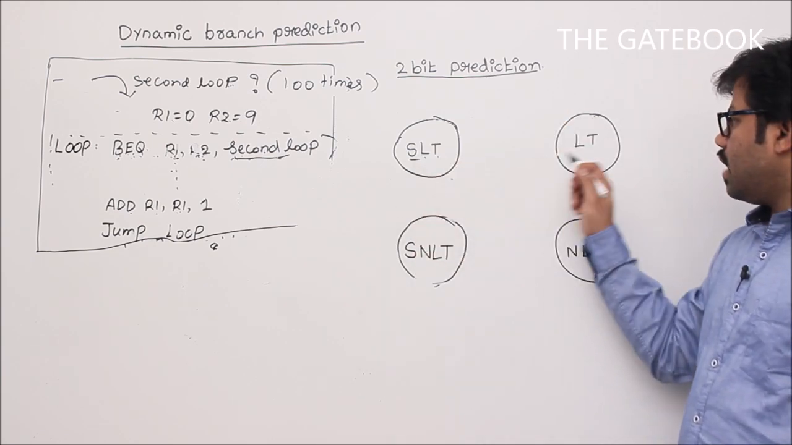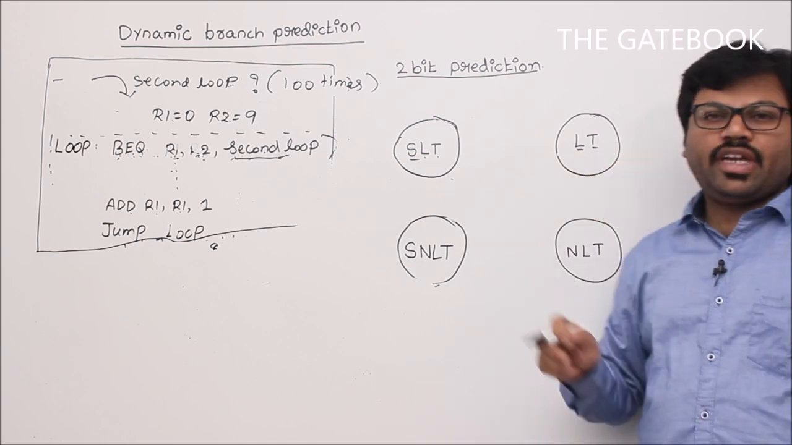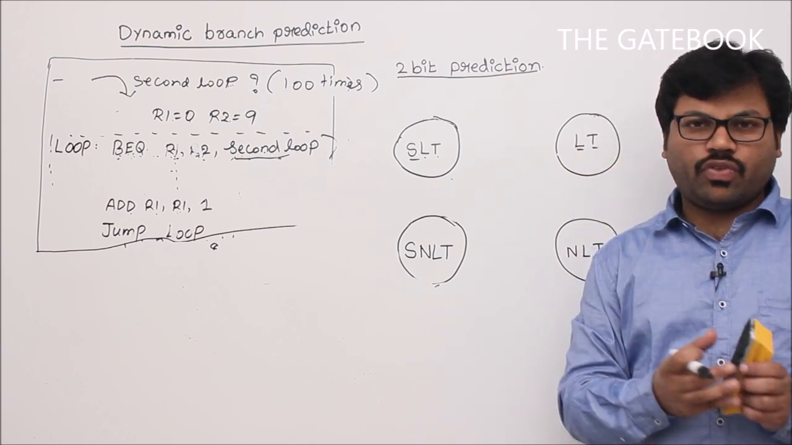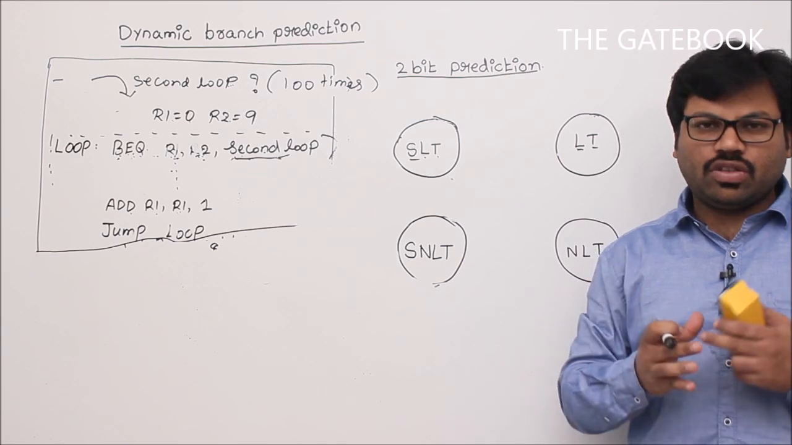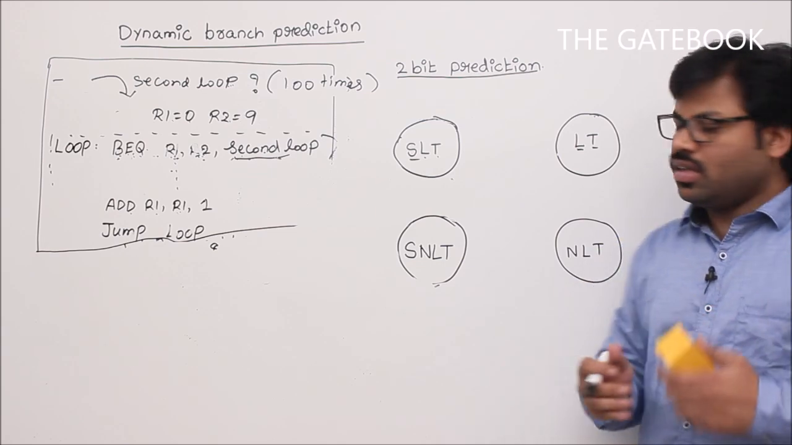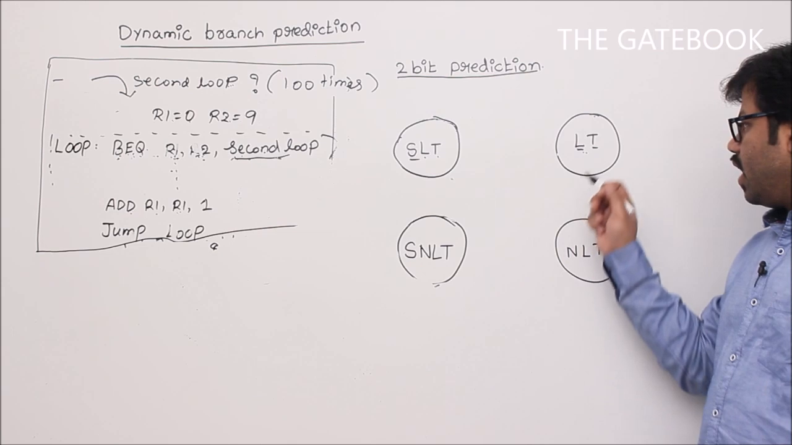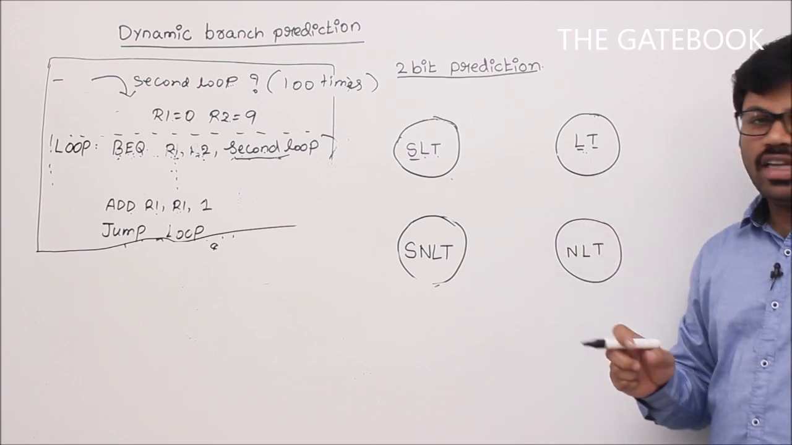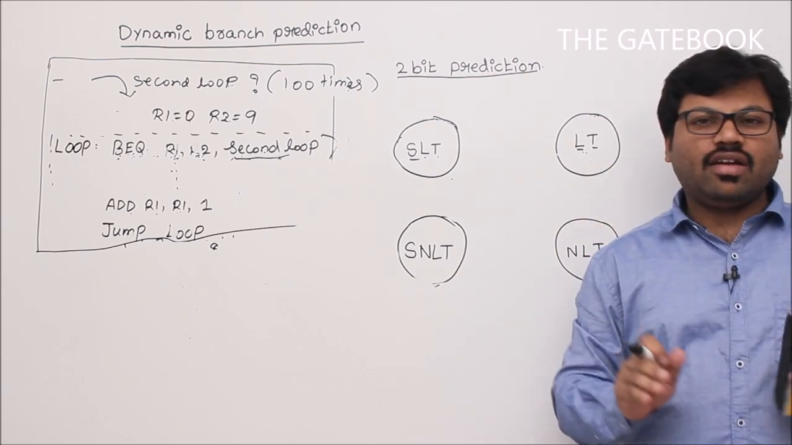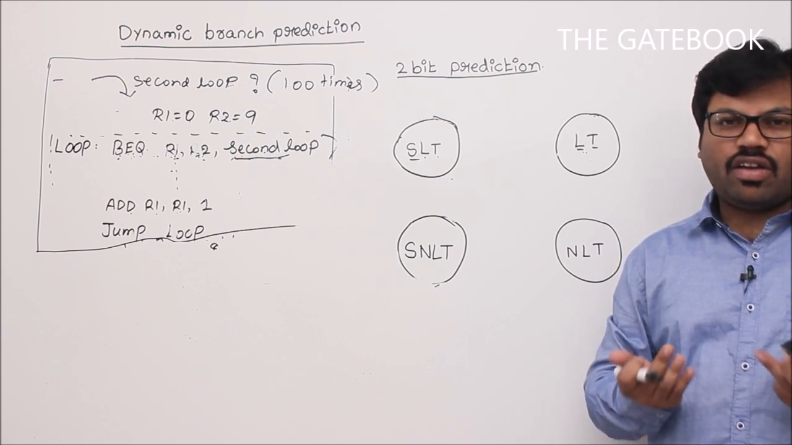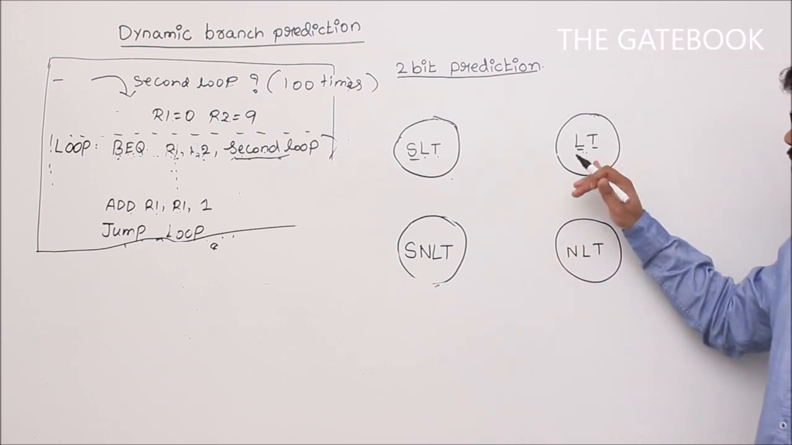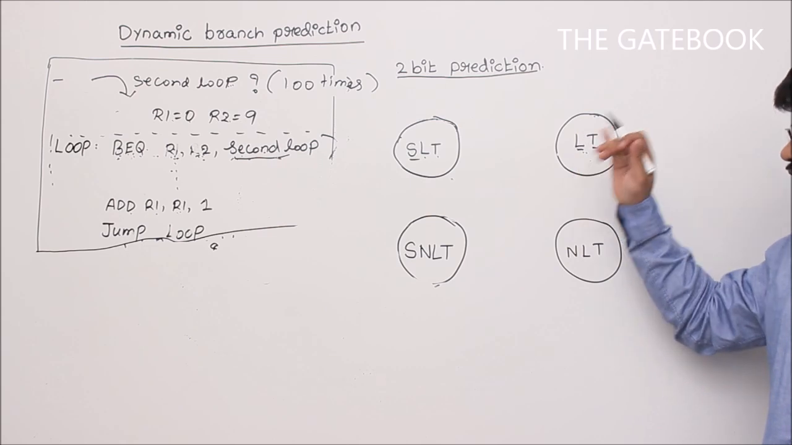Now after that, there is another state called likely to be taken. That means you have small confusion. You are not 100% sure. You are maybe 80% sure. So whenever the pipeline is in this state, that means the pipeline is thinking that branch is likely to be taken, not very strong. Now that means your pipeline's opinion is not very strong.